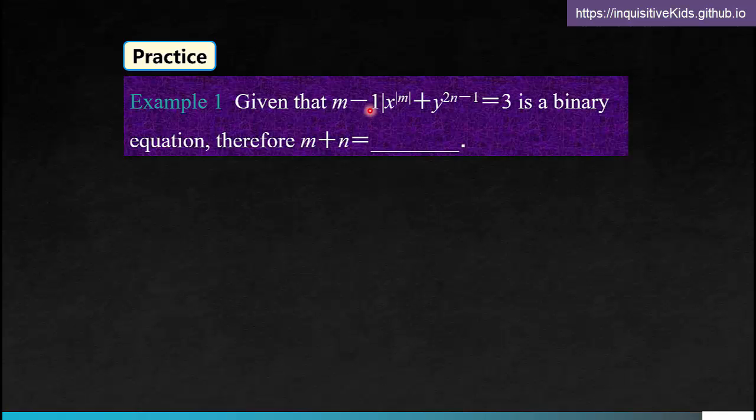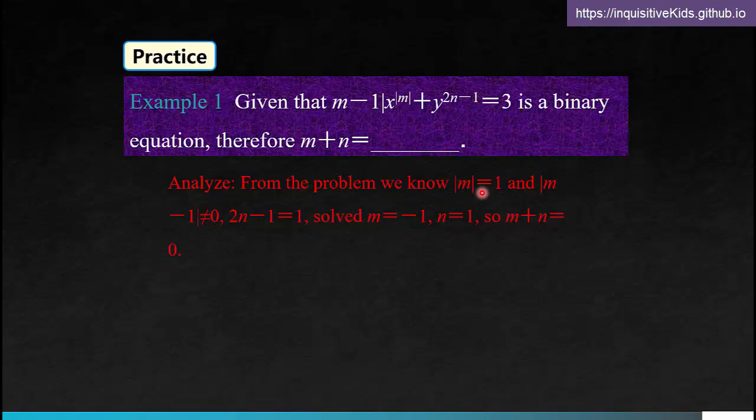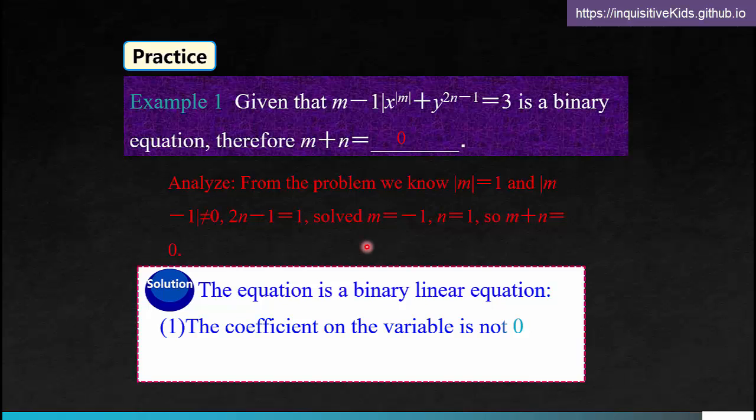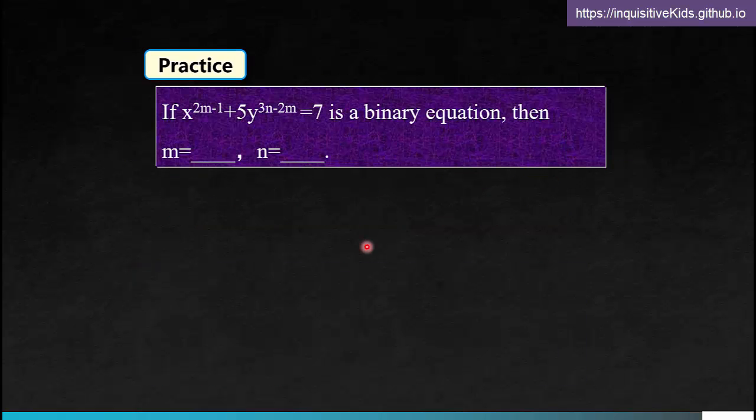Given that this expression here is a binary equation, what is the sum of m plus n? Well, here's our analysis. From the problem, we know that the absolute value of m has to be equal to 1, and m minus 1 has to not equal 0, and 2n minus 1 is equal to 1. So if we solve this, m is equal to negative 1, and n is equal to 1. So therefore, their sum is 0. The equation is a binary linear equation. The coefficient of the variables is not 0, and the degree of the variable is always 1.